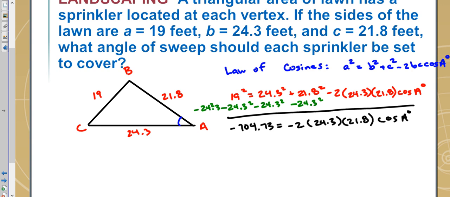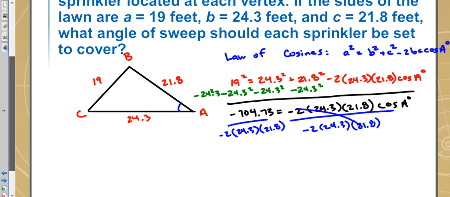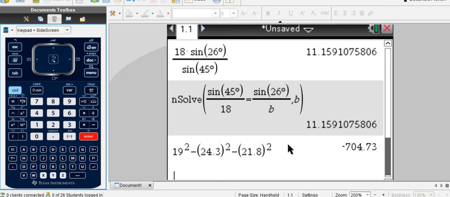Now, to get the cos by itself, these are all multiplying over here. What's the opposite of multiplication? Division. I'm going to divide by negative 2 times 24.3 times 21.8. That's multiplication there. That should cancel that out. Let's go to the calculator. All I have to do is press divide and it'll automatically take my answer, which is there, divided by, actually, you know what, I'm going to do it this way so it doesn't get so confusing.